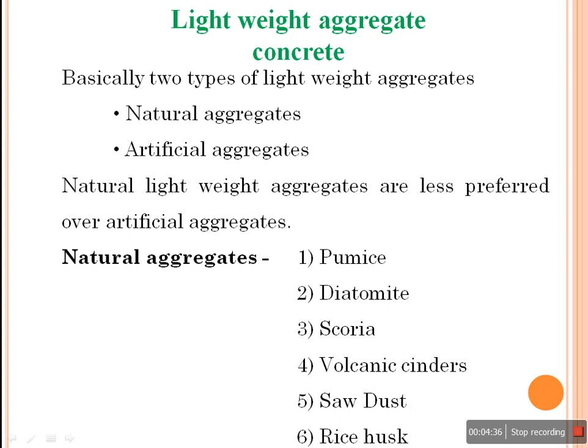So basically, if we look at lightweight aggregate concrete, the key ingredient here is lightweight aggregates. There are two kinds of lightweight aggregates: natural lightweight aggregates and artificial aggregates. Natural lightweight aggregates are less preferred over artificial aggregates because artificial aggregates we ourselves manufacture under controlled conditions and expected results. Natural aggregates are pumice, diatomite, scoria, volcanic cinders, sawdust and rice husk.